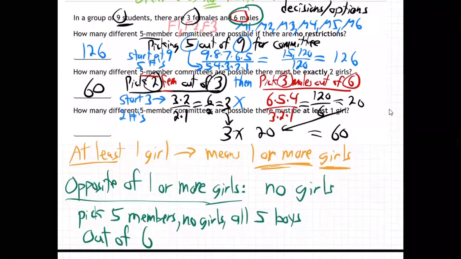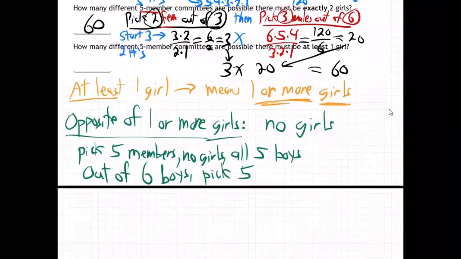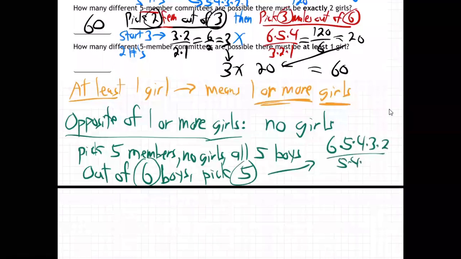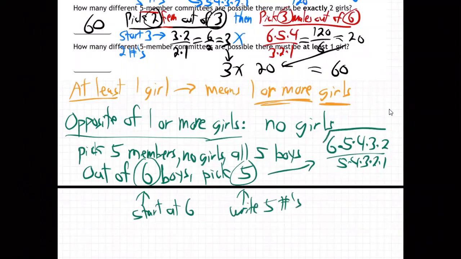Out of 6 boys, pick 5, right? So what does that mean? That means start at 6, do 5 numbers. 6, 5, 4, 3, 2, over 5, 4, 3, 2, 1. You with me? Order doesn't matter. That's how we do order doesn't matter. We start at 6. Getting the hang of this? Start at 6. Write 5 numbers. Right? This right here is 5 numbers.